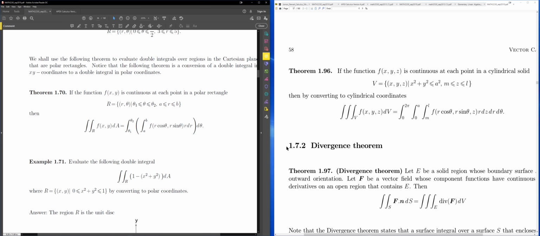So if you're probably not happy with this, you should just recall what you did in your conversion to polar coordinates, and it's the same idea, or a very similar idea.